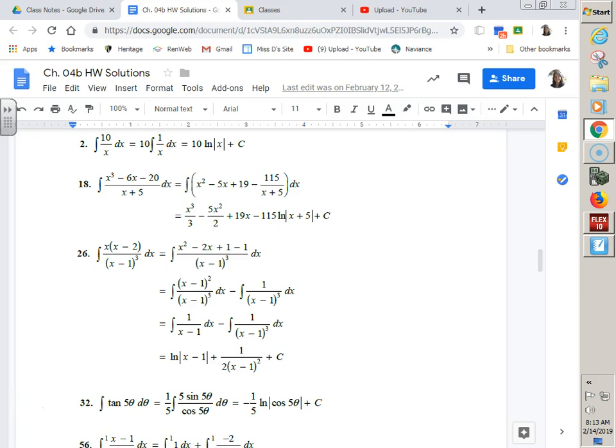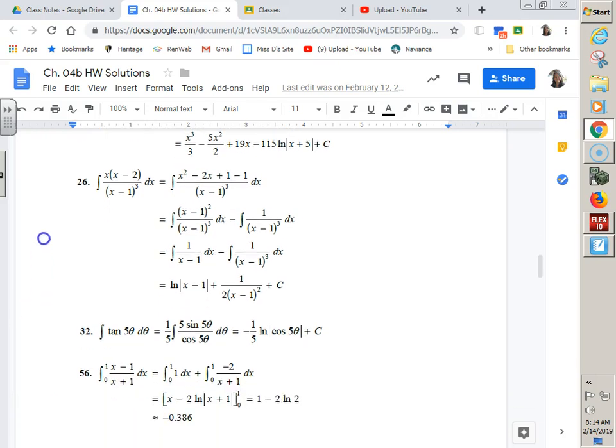You guys already get number 2, number 18, number 26. Number 18? Well, how'd they go from here to here? Improper fraction, they divided. Then they said, I know u-sub. But u is x plus 5, du is just 1 dx, so there's no need to offset by a constant or anything crazy.